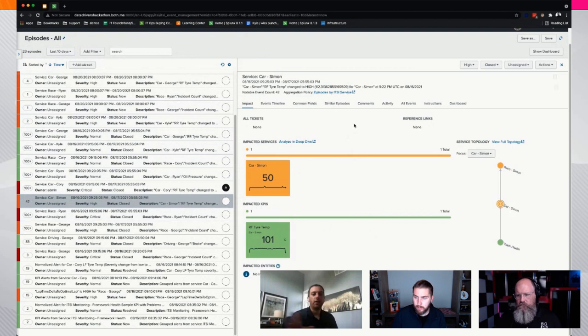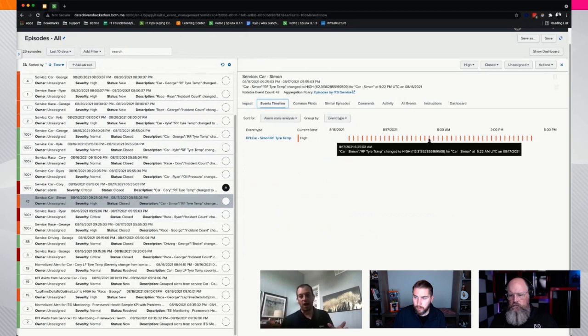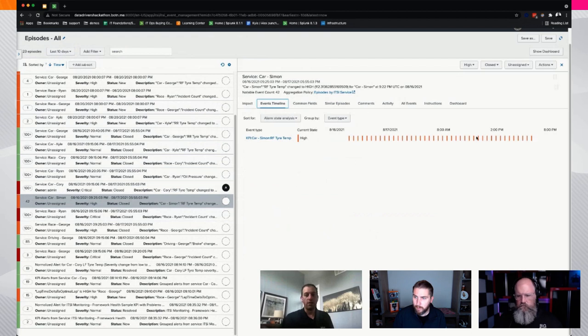All right. So again, we're looking at the impact tab. My favorite view, the one that I think tells the most compelling story, is actually the event timeline. That's the next tab over. This is showing you all of those alerts that have been grouped together in the time dimension. Because they're all on one single swim lane here, this is the same alert firing over and over and over again. We're just grouping them together across time.